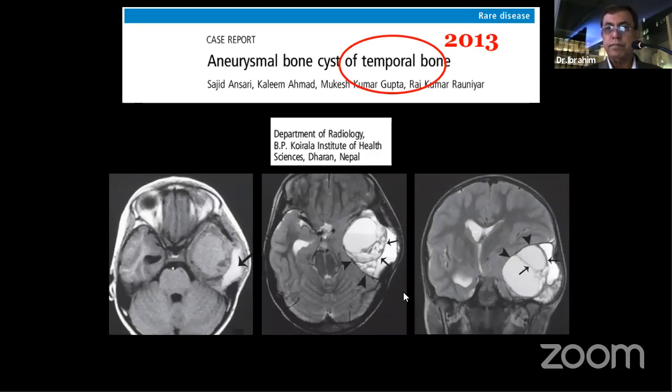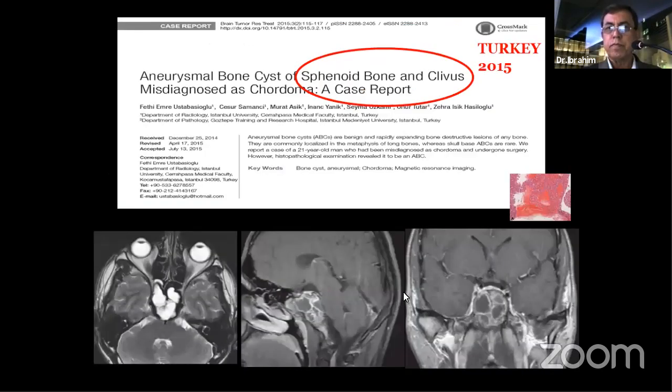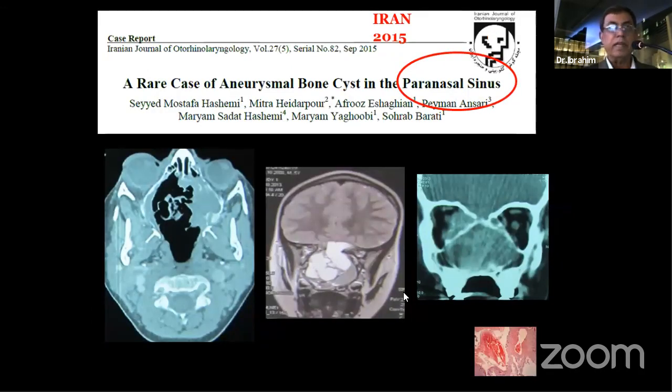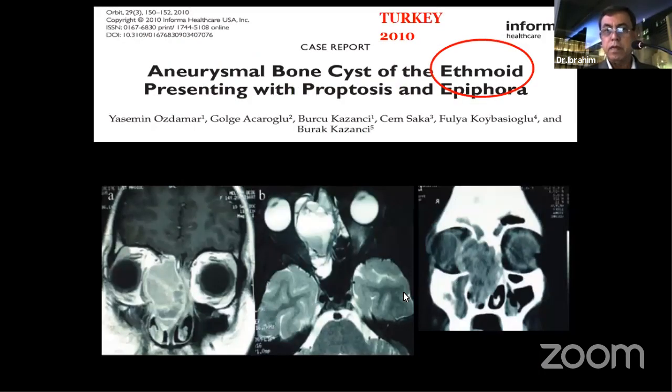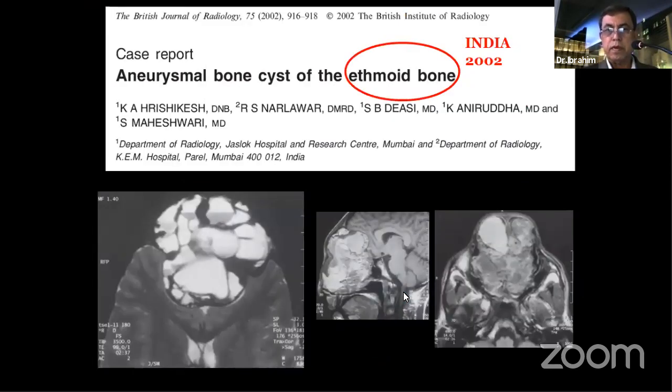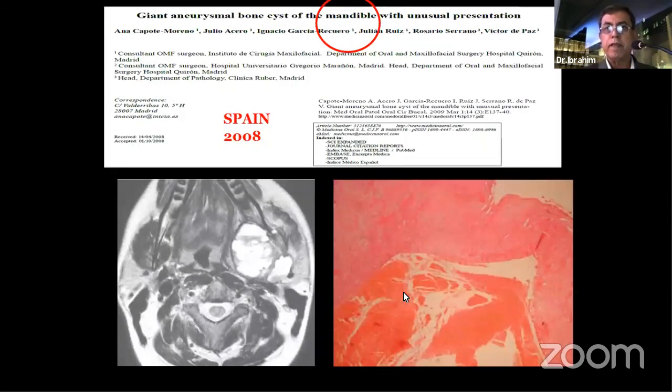Temporal bone, sphenoid bone, sphenoid and clivus, paranasal sinuses, any bone. And ENT would face such cases. They are rare, but they can face it. Ethmoid bone. Again, another huge one in the ethmoid. Mandible from Spain.